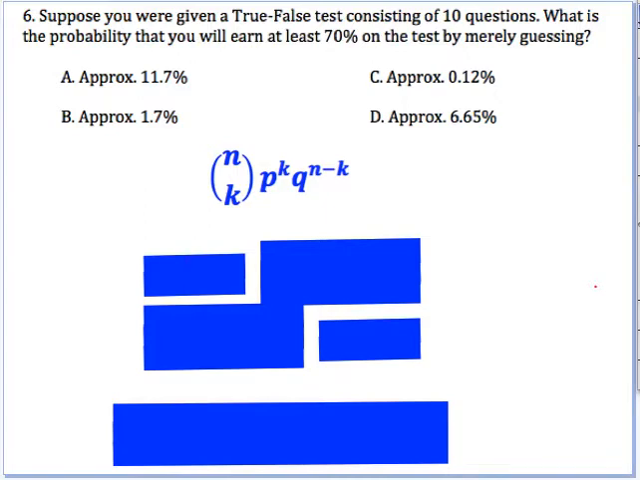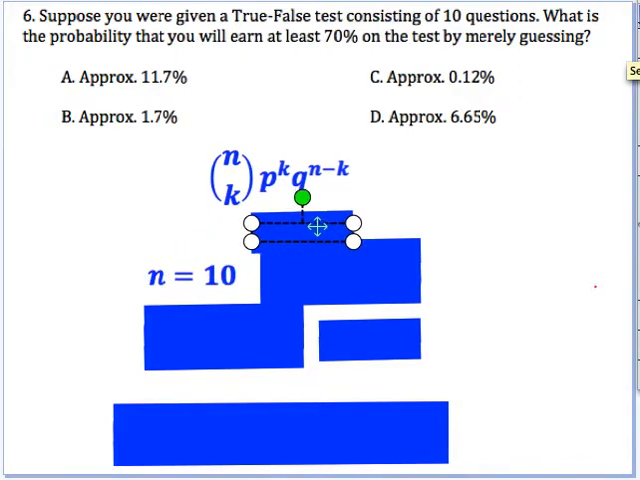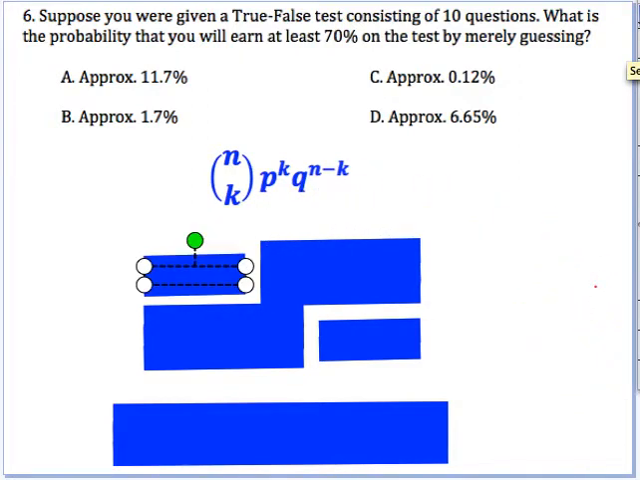And so a couple things we need to know. We need to know what your N value is, your P value, and your Q value. In this case, N is going to equal 10, because there are 10 questions.